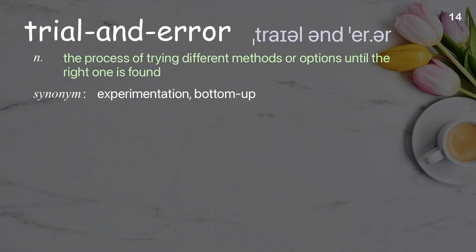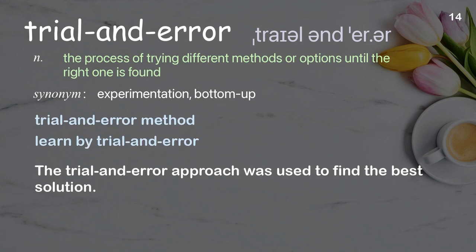Trial and error. The process of trying different methods or options until the right one is found. Examples: Trial and error method, learn by trial and error. The trial and error approach was used to find the best solution.